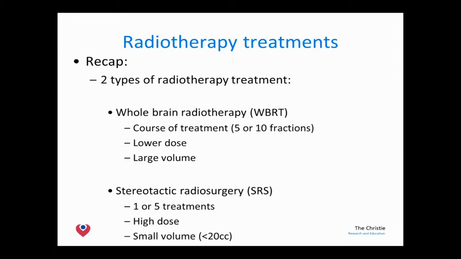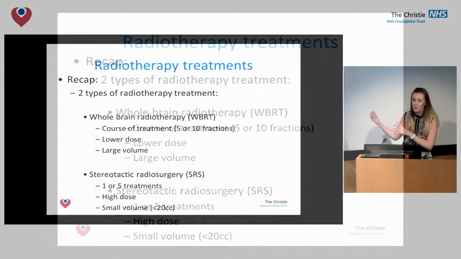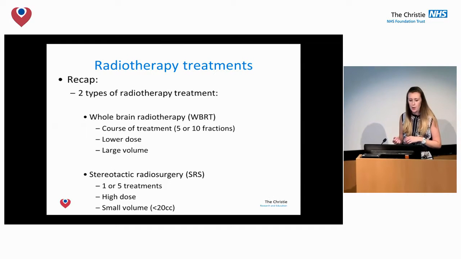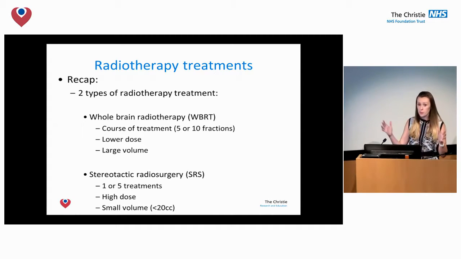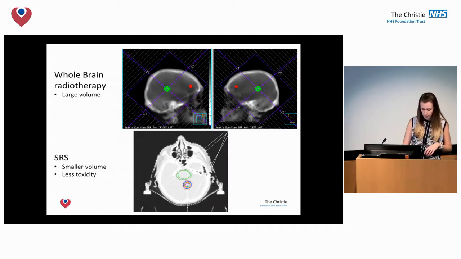So just to recap on Dr. Whitfield's talk, I do this because it's relevant to the actual side effects that patients get. So there's the two types, as you now know. There's whole brain radiotherapy. It's a course of treatments, normally 5 or 10 treatments. It's a lower dose, but a larger volume. The stereotactic radiosurgery is 1 or up to 5 treatments with a much higher dose but a much, much smaller volume.